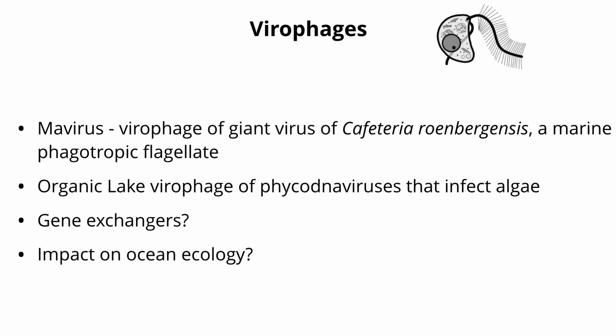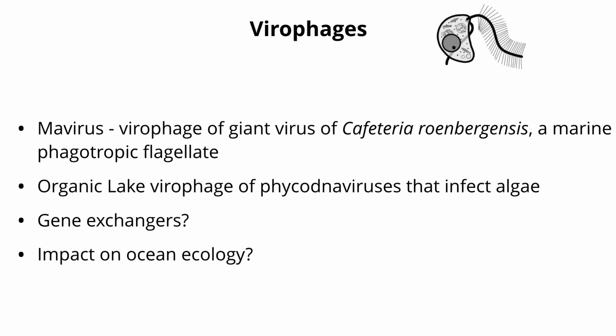Now, what are these doing in the environment? There's some very interesting clues about the function and the role of virophages. One of them that's quite interesting is called Ma virus. It is a virophage of a virus. It's a giant virus that infects Cafeteria roenbergensis. This is up here in the upper right, Cafeteria roenbergensis. It's a flagellate that lives in the oceans, and it eats things. And it eats a lot of different things. That's why they call it cafeteria. You get it? Because it comes in with a tray and goes out with everything and eats it all. And this Ma virus is a virophage that depends on this Cafeteria roenbergensis virus.